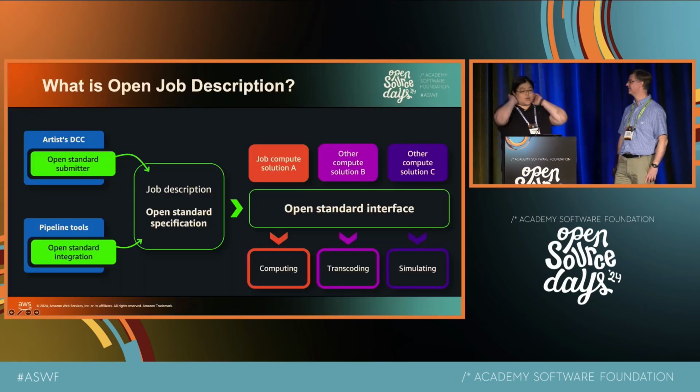Okay, a quick refresher on Open Job Description, a brief refresher on what we were trying to achieve. Open Job Description is a specification designed for describing any content production compute job to run in a portable fashion. And the reason why we want to do that was to improve interoperability and modularity in content production pipelines.